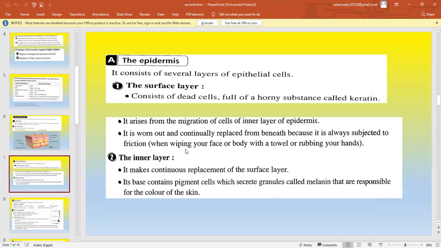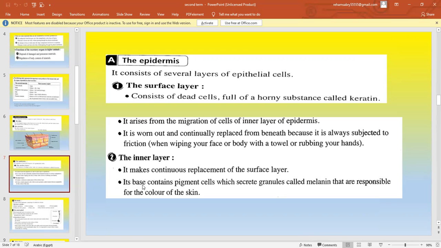continuously and replaced from beneath because it is always subjected to friction. We always rub our hands and faces and body with a towel or by rubbing our hands. What happens is that the dead surface layer cells fall down. Okay, so they will be worn out and I need to replace them. Where can I replace them from? From the inner layer of the epidermis. The inner layer makes continuous replacement of the surface layer.